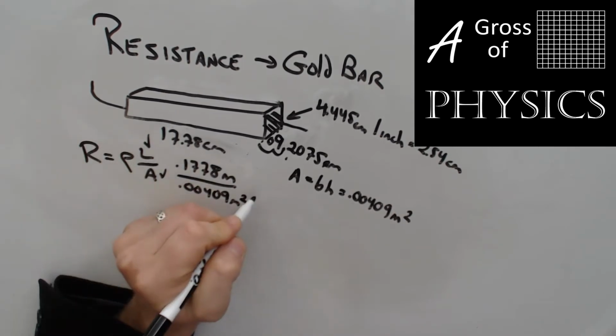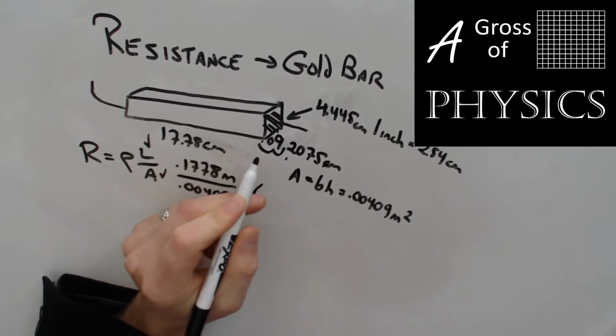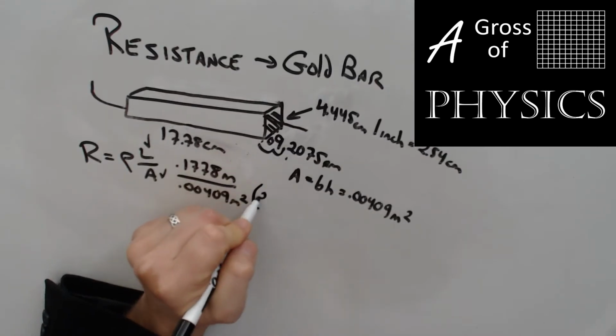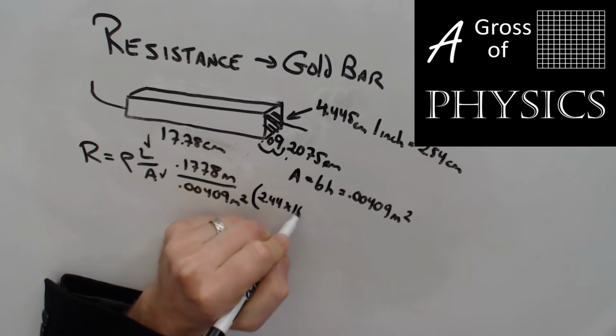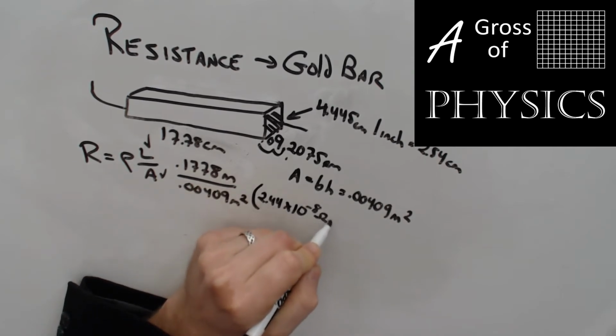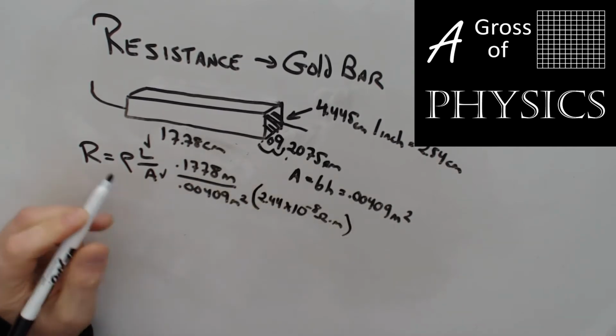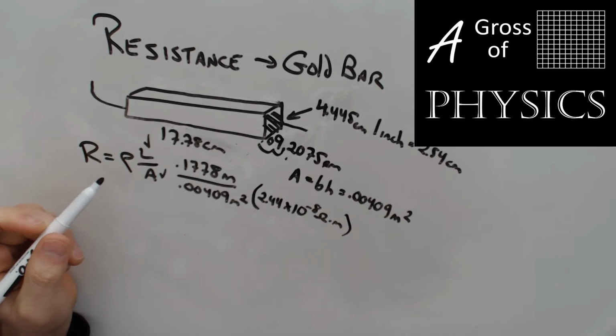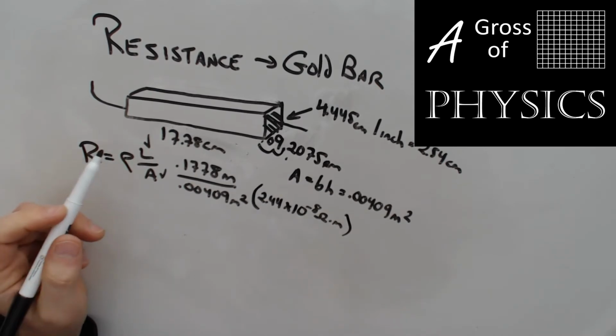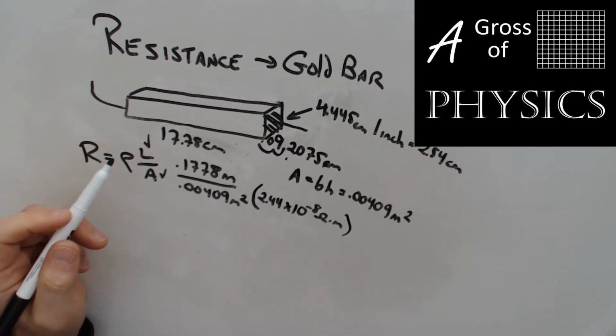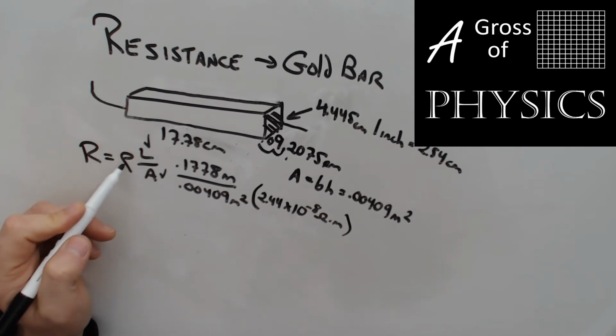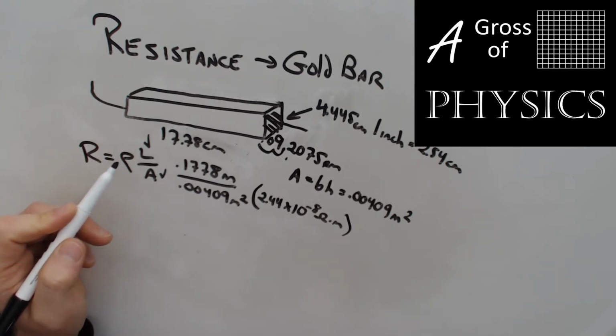So that's L, that's A, and all I need to know is the rho, which is the resistivity. Now the resistivity is on my chart, and gold is listed as 2.44 times 10 to the negative 8 ohm meters. Now these are all listed at 20 degrees Celsius, and that's because these values for resistivity are based on room temperature. This value will change as the temperature changes.